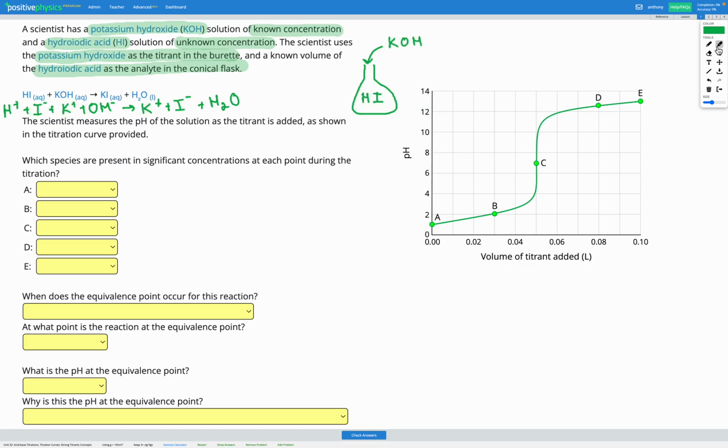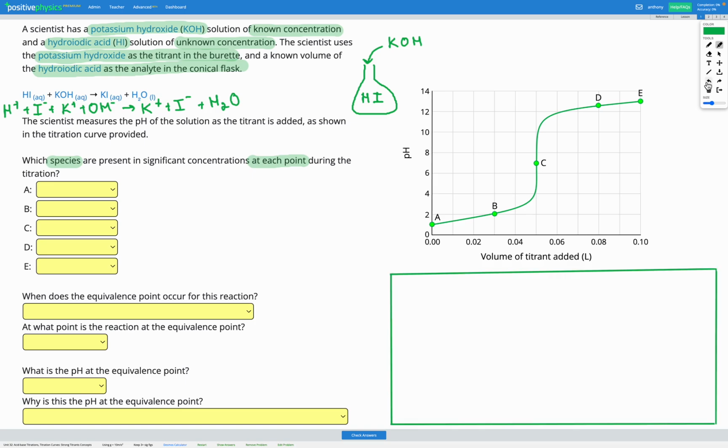So now we need to go through the graph and figure out which species are present in significant concentrations at each point during the titration. So I'm going to draw a representation of what's going on in our solution at each moment. Let's start by looking at point A. At this point on the graph, we have 0 liters of potassium hydroxide added. So we just have hydroiodic acid in our solution. So I'm going to show that in my box here.